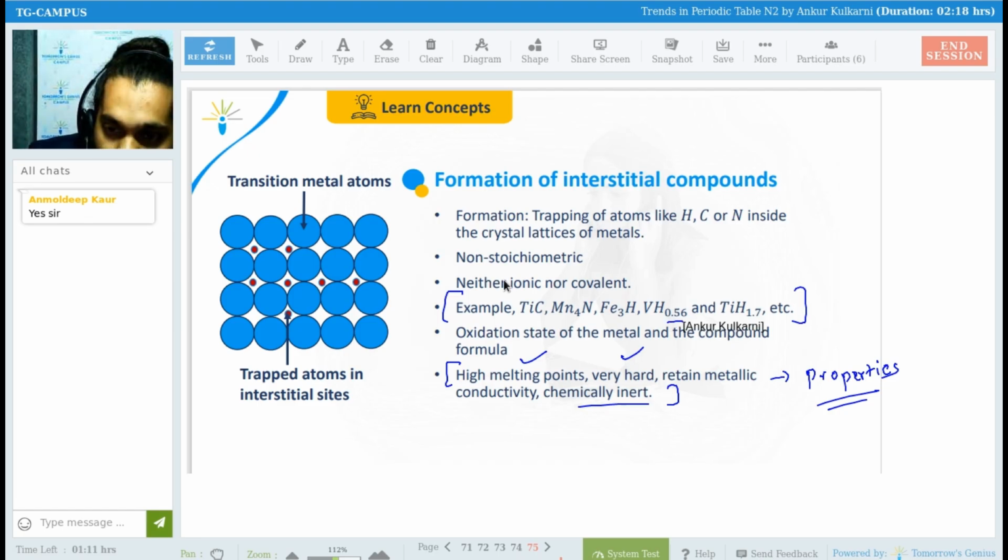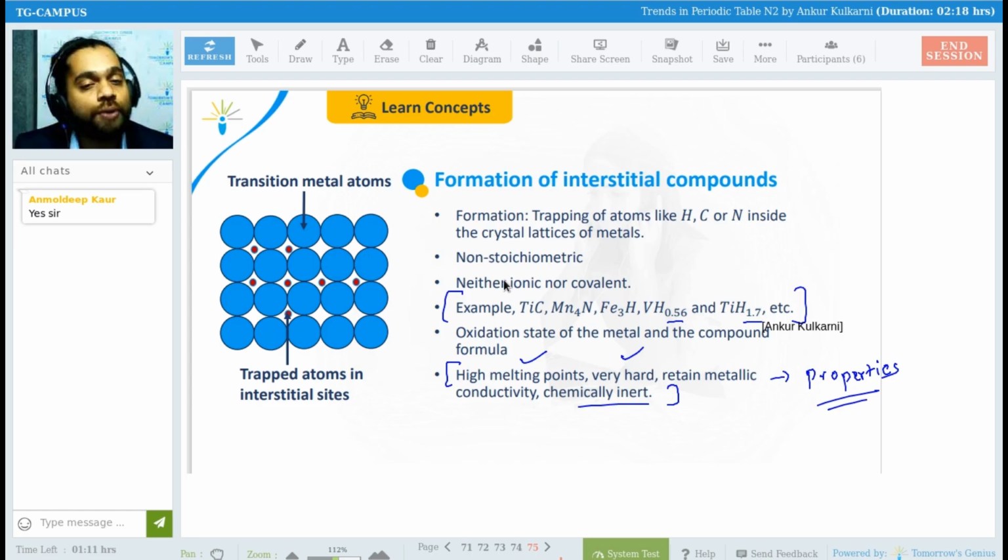And as I told you, you can see stoichiometry is disturbed. Okay, it can even go in the fraction.